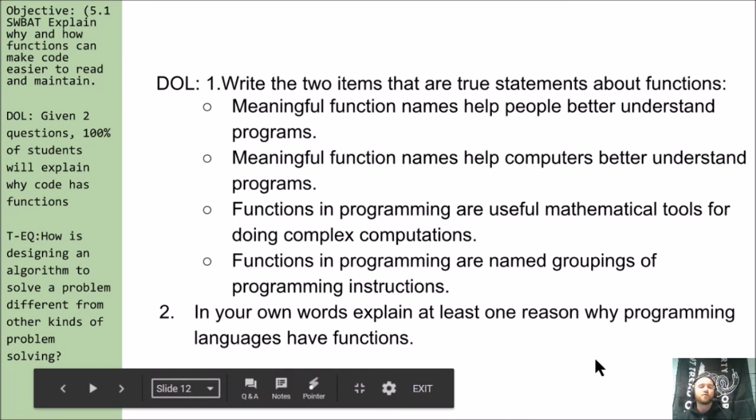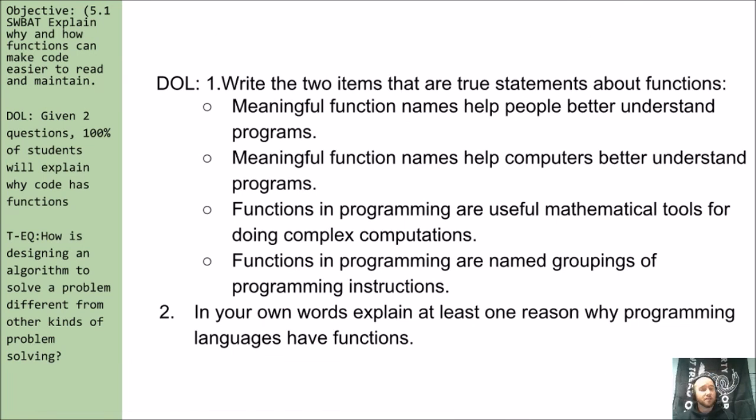Your DOL, write the 2 items, and it says 2. That's going to be a tricky thing to remember when taking the AP test. But the test has questions where you need to bubble in 2 answers. So write the 2 items that are true statements about functions. And I want you to write them out, not just put ABC. I don't even have ABC here. I want you to write it out because if it's true, writing it is a good form of a note for you. So that's the first question. And the second one here is, in your own words, explain at least one reason why programming languages have functions.